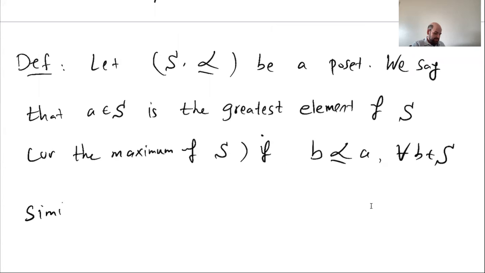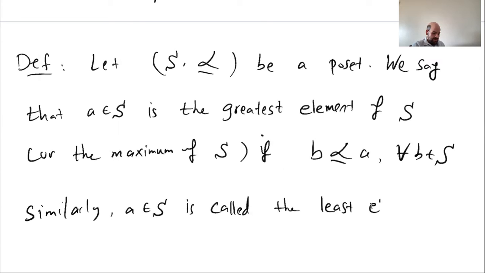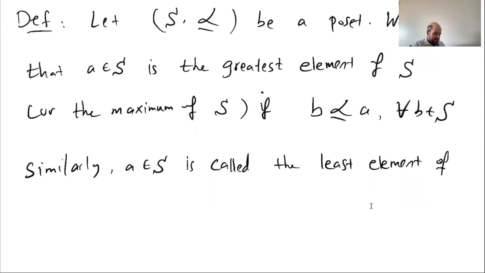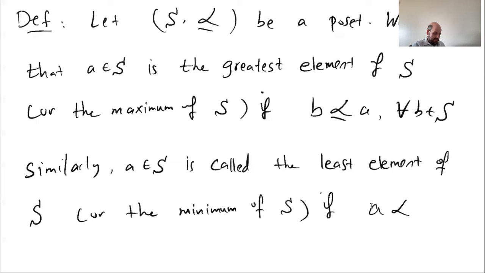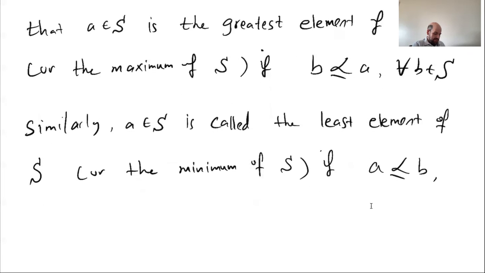Similarly, A belonging to S is called the least element of S, or the minimum of S, if A is less than or equal to B for every B in S.